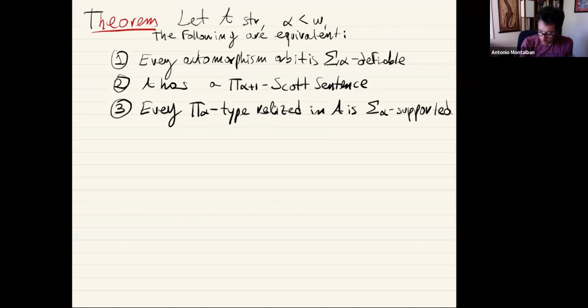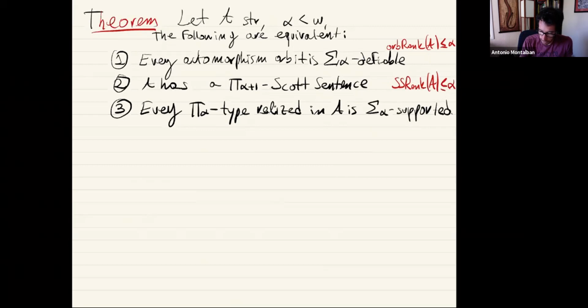Okay, and then if you look at this, the first one says that the orbit rank of A is less than or equal to alpha, and this one says that the Scott sentence rank of A is less than or equal to alpha. So that's how you get that those two ranks are the same. And the third one is always one that we need in the middle of the proof. Okay, so is it a good time for a break?